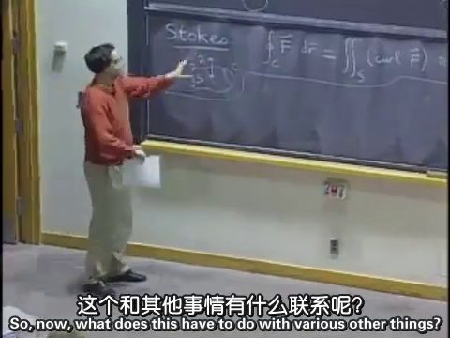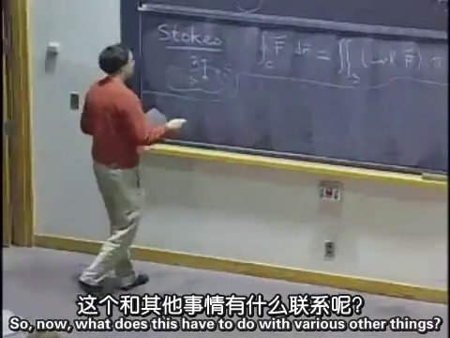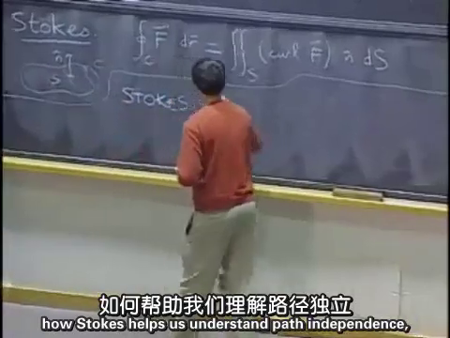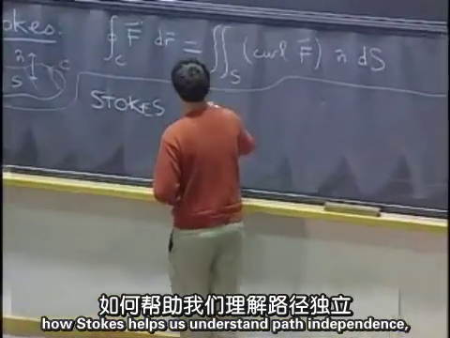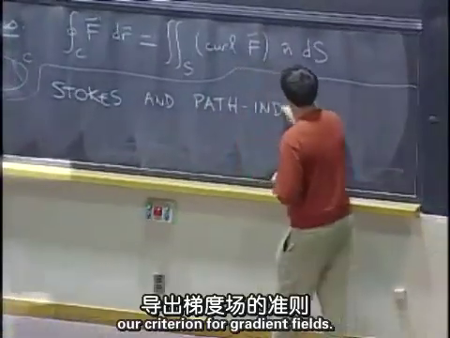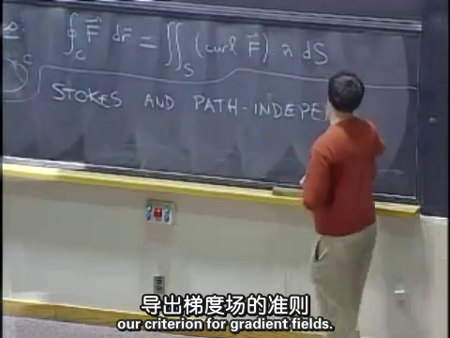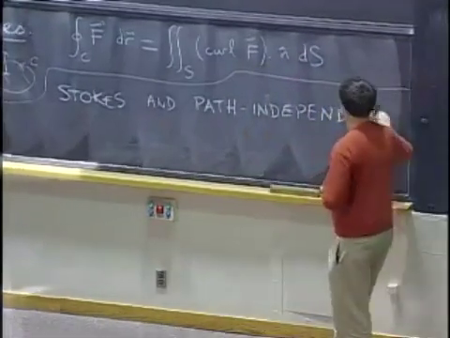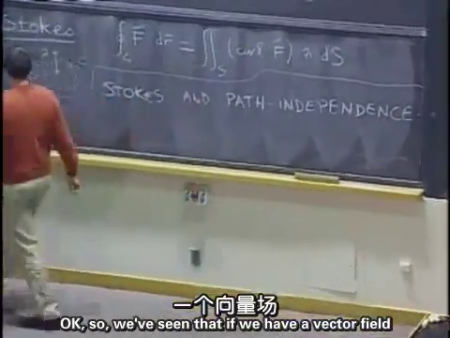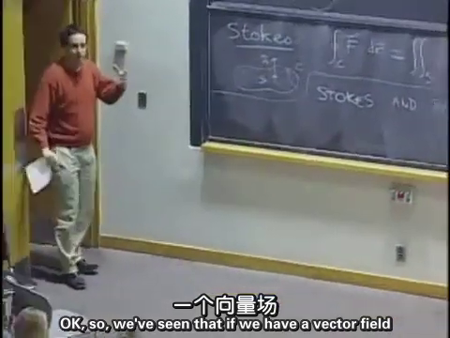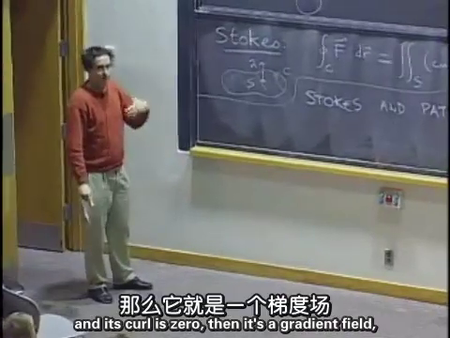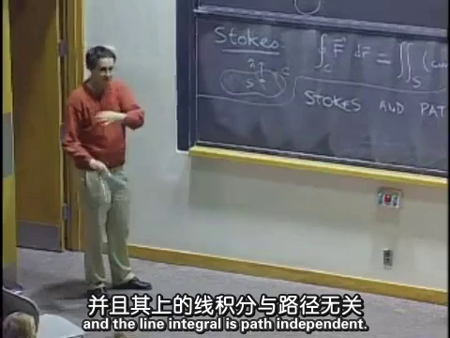So now what does this have to do with various other things? One thing I want to say has to do with how Stokes helps us understand path independence, so how it actually motivates our criterion for gradient fields. Okay, so we've said that if we have a vector field defined in a simply connected region and its curl is 0, then it's a gradient field and the line integral is path independent.